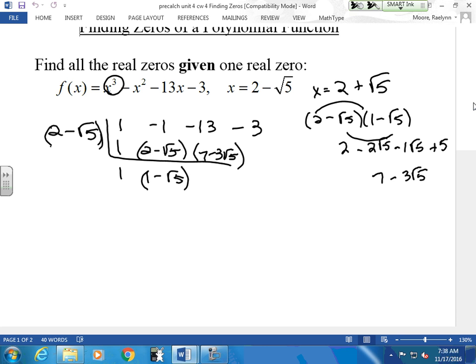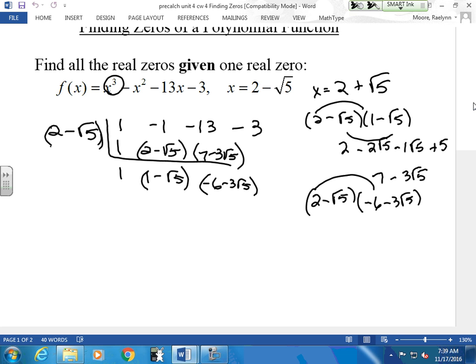We do the same thing, we add down. So I can only add my real components here. So what is negative 13 plus 7? Negative 6 minus 3 radical 5. Really bad looking. But remember, what's that last thing going to come down to? A 0. So now I have to multiply 2 minus radical 5 times negative 6 minus 3 radical 5.